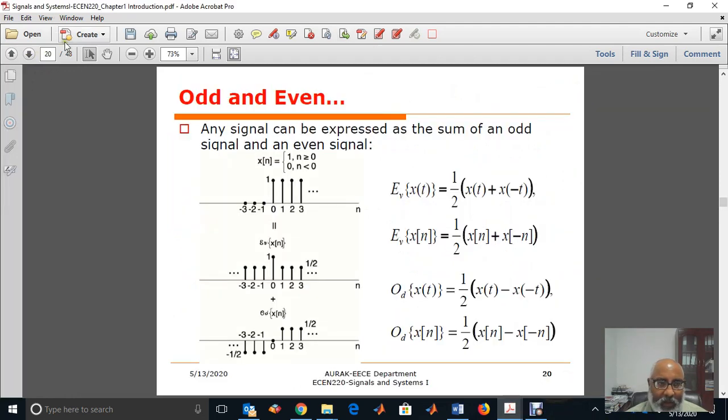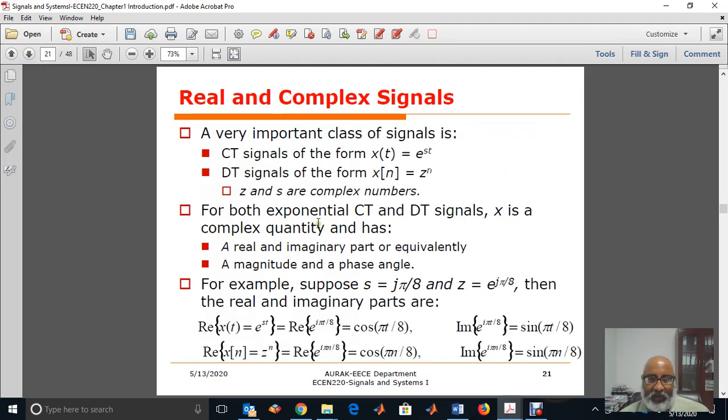Real and complex signals. A very important class of signals is the continuous time signal of the exponential form e to the power of st, where s is a complex number, and the discrete time signal of the form x of n equals z to the power of n, where z and s are complex numbers. So if I have x of t, for example, if s is j pi over 8, then x of t will be e to the power of j pi t over 8.